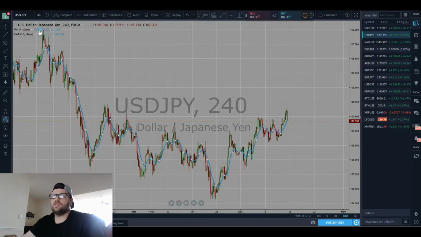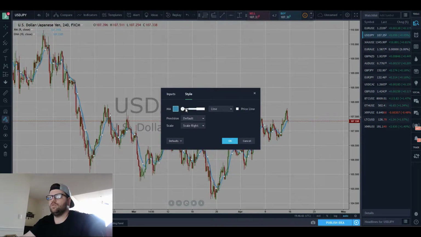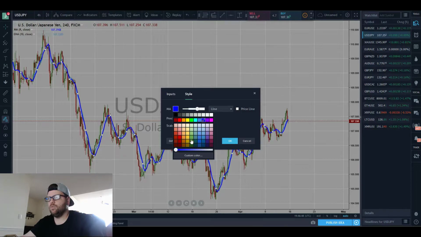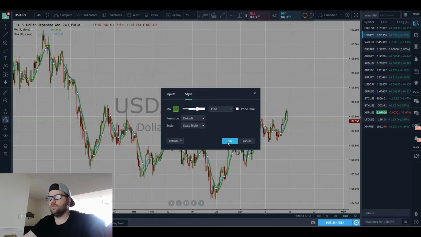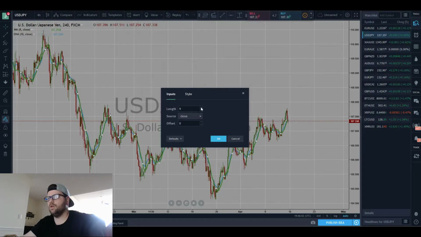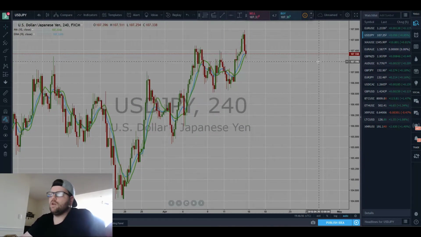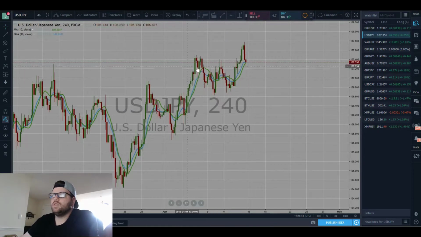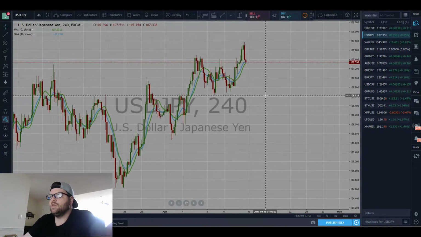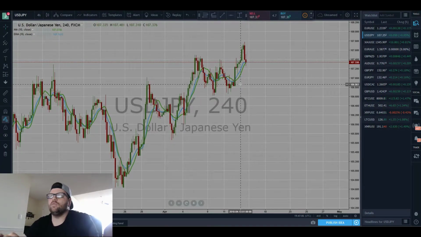Alright, so that's the exponential. We'll do the moving average exactly the same. Change the color to, let's not do the radical blue, we'll keep it green. And we'll change that to 10. So zooming in on this is UJ on the 4-hour time frame. You can see both of these moving averages have a 10 value assigned to them, which again just means that they take 10 candlesticks worth of price data and find an average in them.